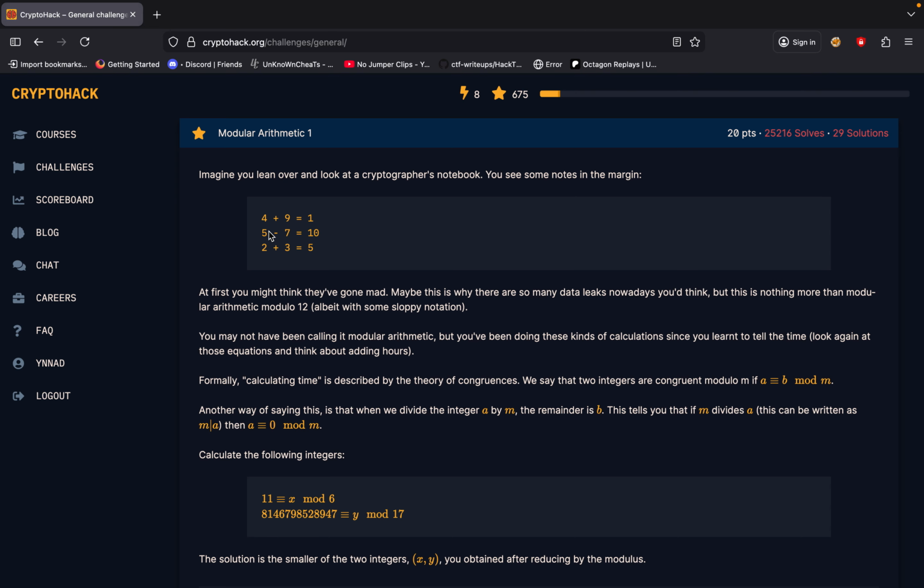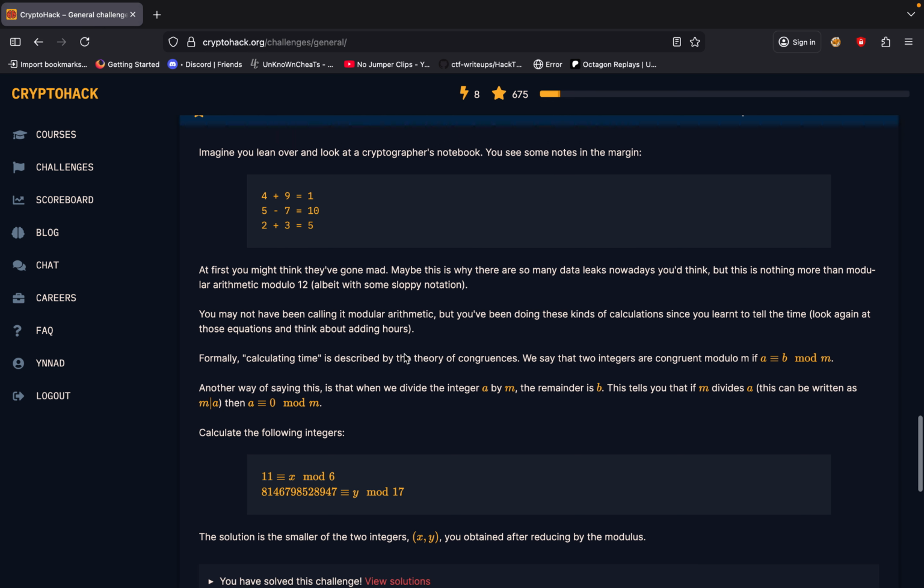So let's see, add hours. 4 plus 9 is 13, so that's 1. So that's 1 p.m. 5 minus 7: take out 5, then the other 2 from 12, so 10. 2 plus 3 equals 5. So formally, calculating time is described by the theory of congruence.